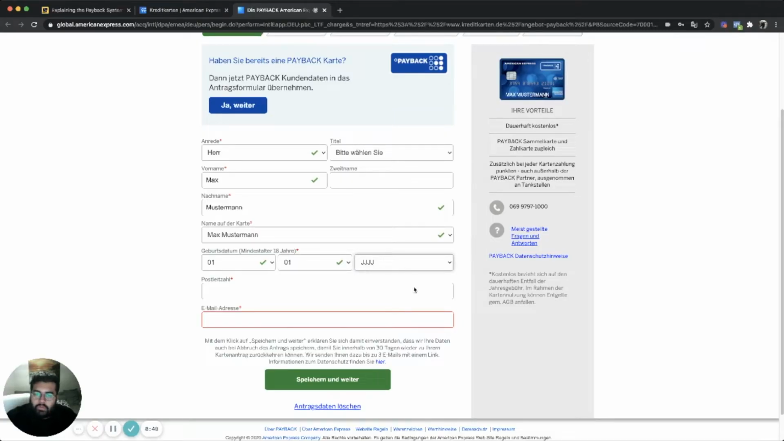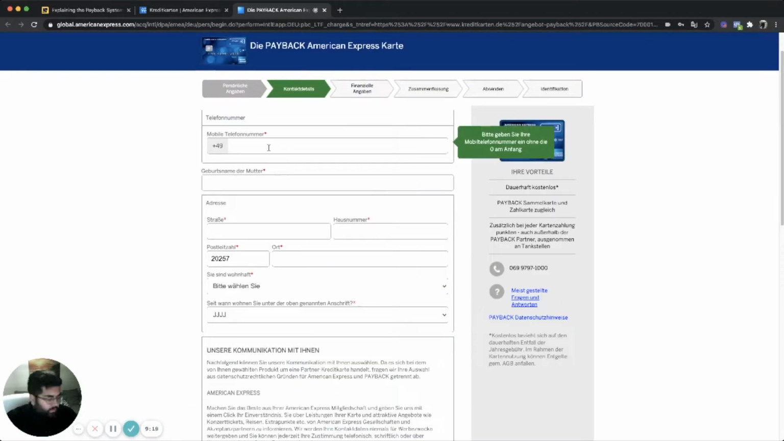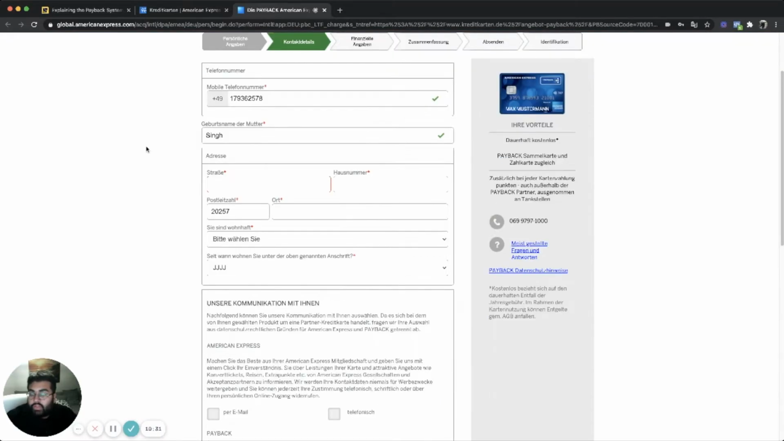So first, let's say 2000. Then your Postleitzahl, this is your PLZ in Germany. So let's say we just put something like this. Then phone number, of course, you can put something here, 179, something like this. Birth name of your mother, this is very important because they are going to need this when you are doing any kind of changes to your card. So they're going to ask you for this detail to make sure that you are the same person who is asking for some kind of changes. And what you have to remember is that the Geburtsname is essentially the surname.